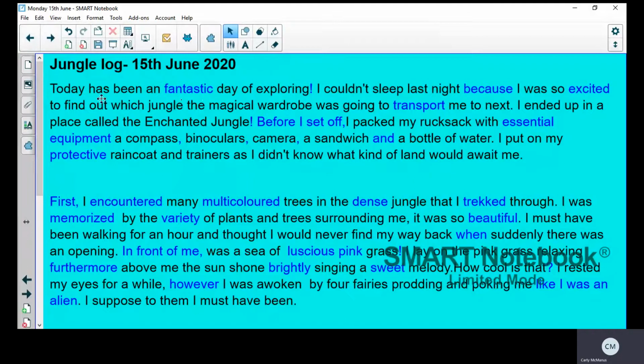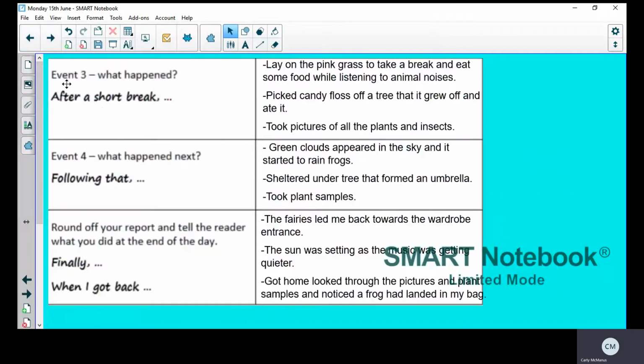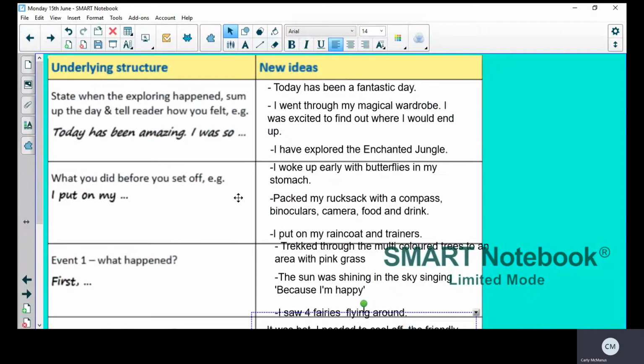So in the first sentence I've said what type of day I've had. I've explained that I couldn't sleep because I was excited, and I've said where the wardrobe took me to, the enchanted jungle.